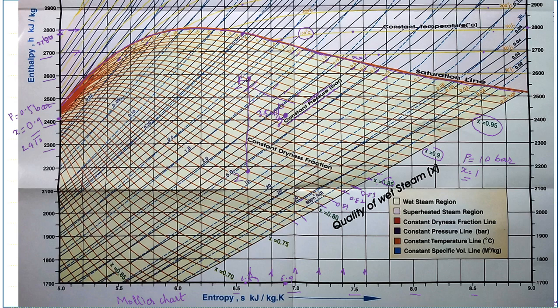So the initial condition of steam is 3 bar, and the dryness fraction, say for example, is given in the problem, which is known to us, 0.92. So P is equal to 3 bar and x is equal to 0.92. Dryness fraction is 0.92 at point 1.